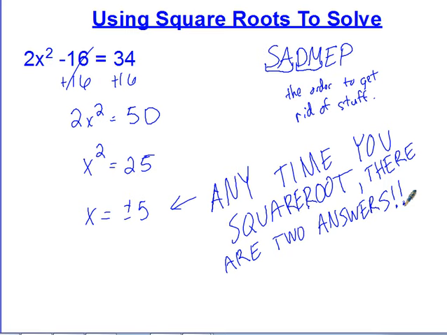Actually, I should change that to not just square root. Do you remember what I said? It's anytime you even root. Now, we rarely take a fourth. I never ask you what's the fourth root or sixth root or eighth root. But is it possible? Yes, it is. So it's actually anytime you even root, you always get two answers. We good?